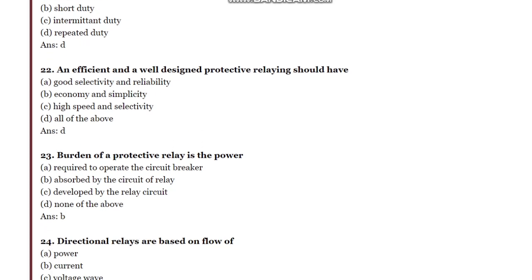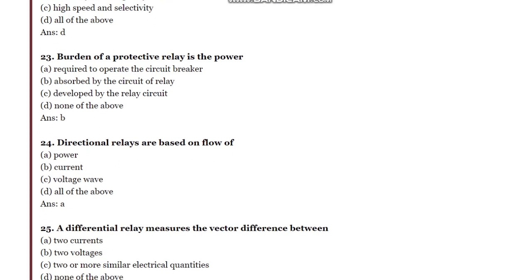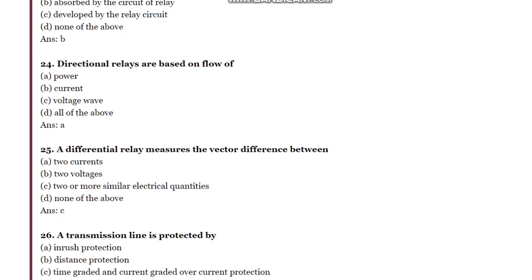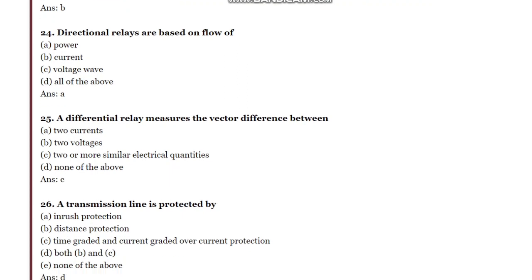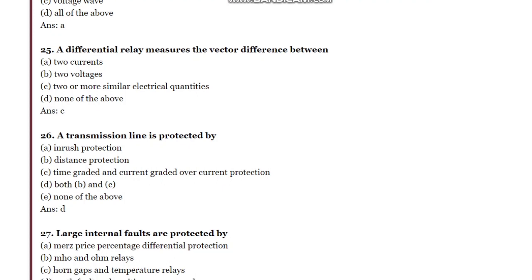An efficient and well-designed protective relay should have good selectivity and reliability, economy and simplicity, high speed and selectivity. That means all first three. A burden of a protective relay is the power absorbed by the circuit of relay. Then question number 24 is, directional relays are based on flow of power. A differential relay measures the vector difference between two or more similar electrical quantities.